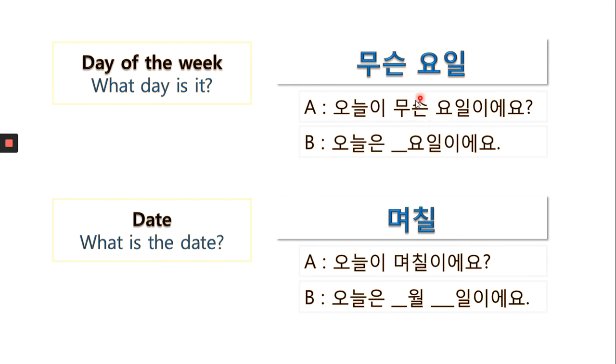오늘이 무슨 요일이에요? Okay? 요일. So when you hear 요일, it means a day of the week. Okay? 며칠, oh, this is a date. Don't get confused. Okay, let's practice.